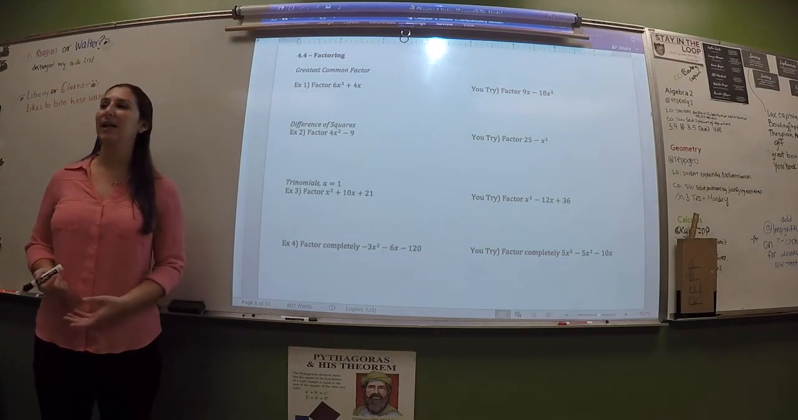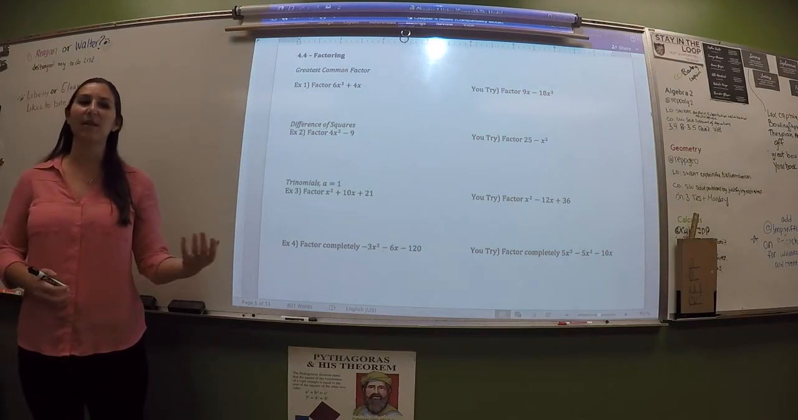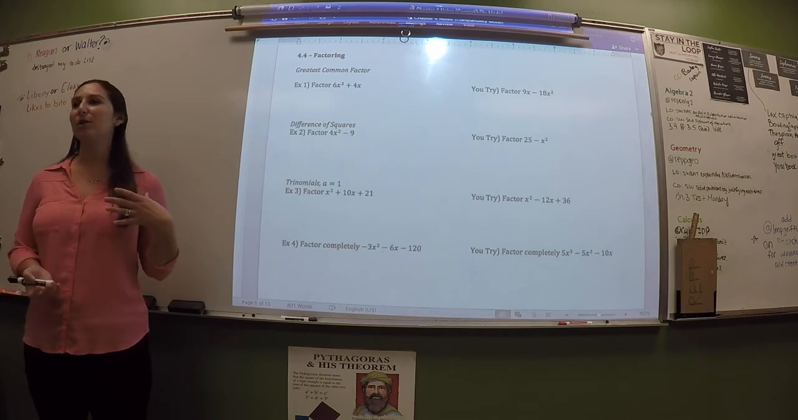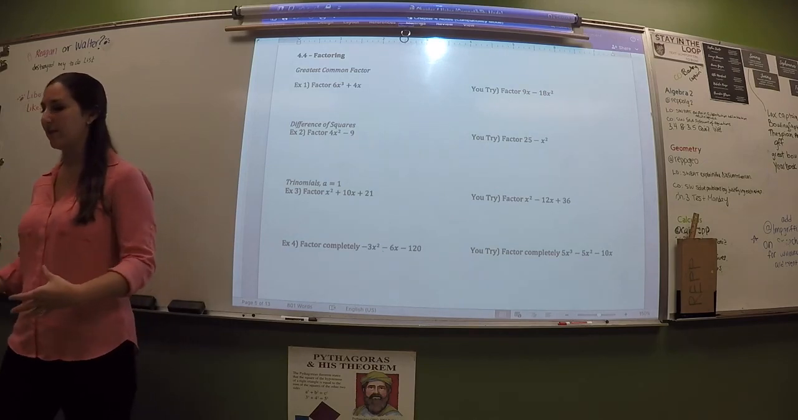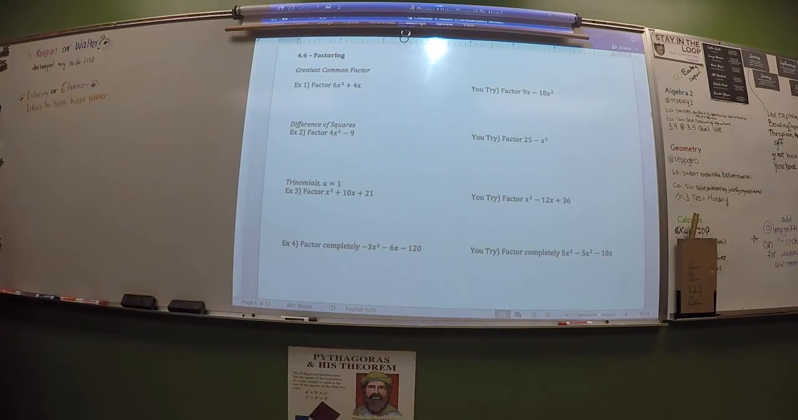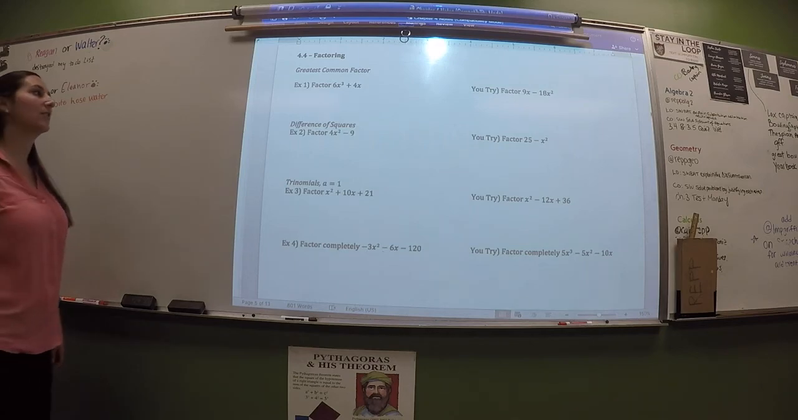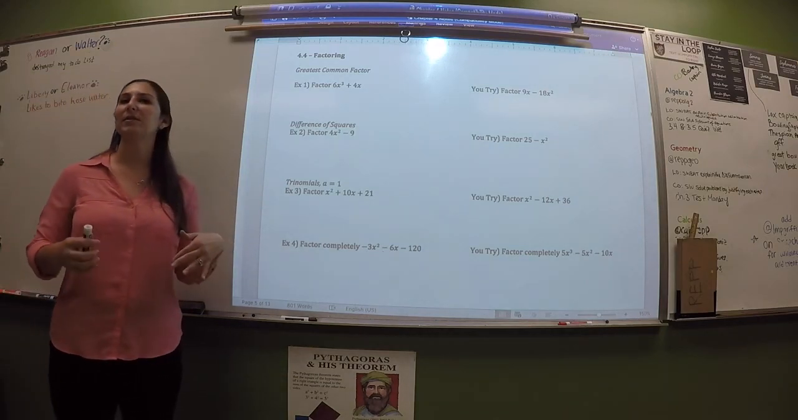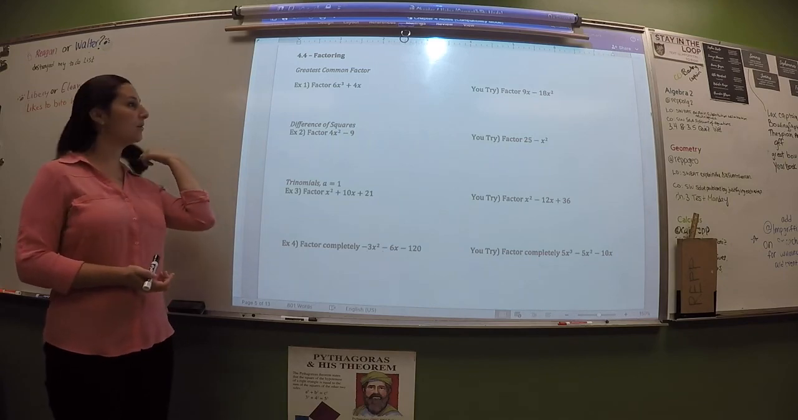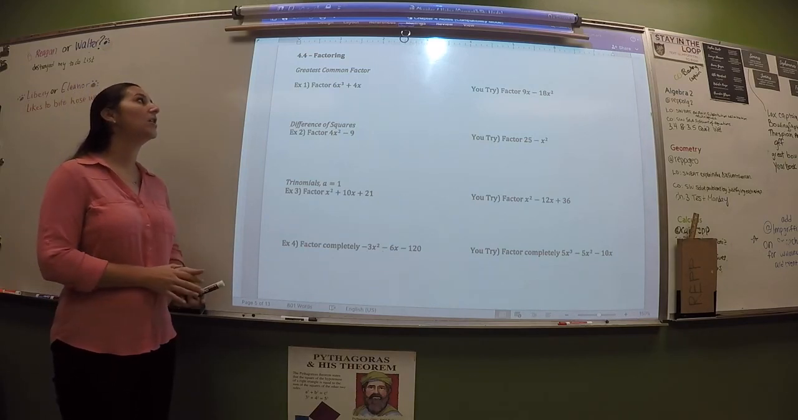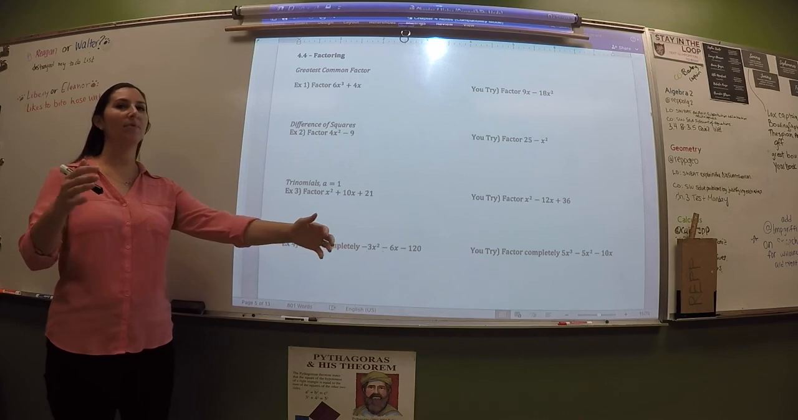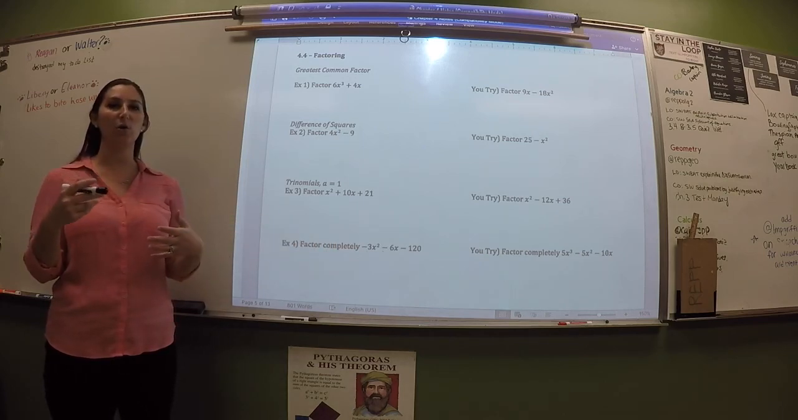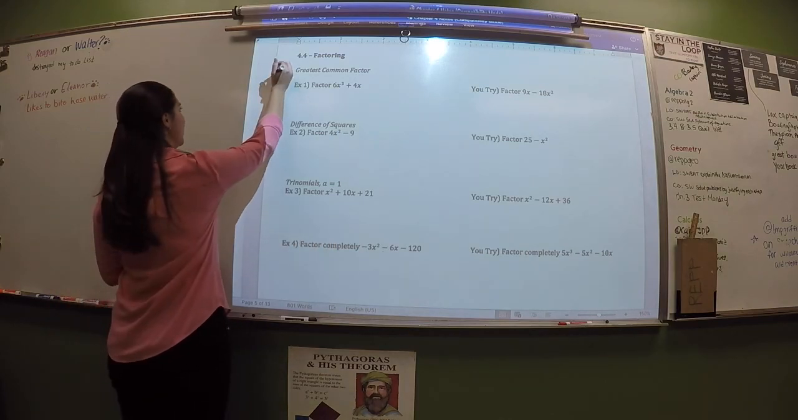We are factoring. It is very important that you know how to factor so that when we get to section 5, you actually know how to factor to solve something. There are lots of different things that we can factor, so we're going to go through each type and then do a couple of practice problems. The most basic type of factoring is factoring out a greatest common factor, or GCF.